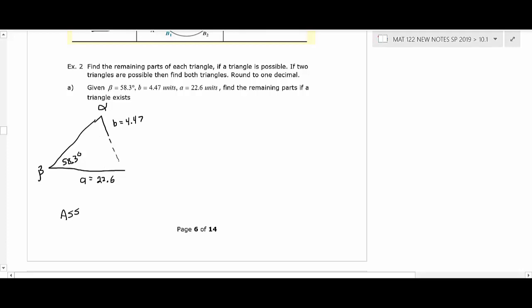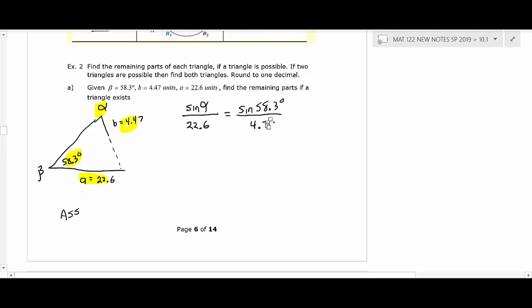Well, I'm going to go ahead and connect this into a triangle. If you were going to start this problem, the only way you could possibly start would be to match up these pieces right here. Again, with the law of sines, you always have to have an angle and the side opposite. So I'm going to match up this ratio like this. I'm going to put the sine of that unknown angle alpha over its side opposite, which is 22.6, and match this with the sine of 58.3 degrees over the 4.47.